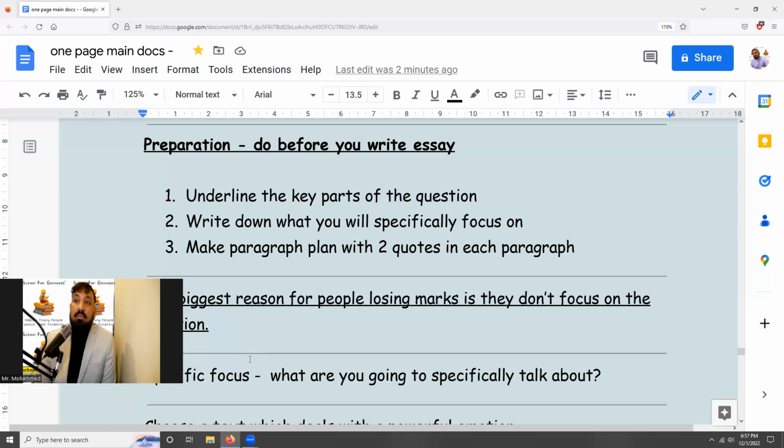Basically, with the strategy that I'm telling you, it doesn't matter what the question is. If you understand the text, you don't need a specific question, because you can answer any question.